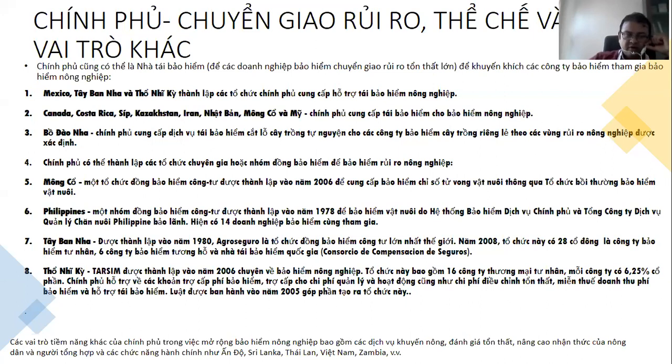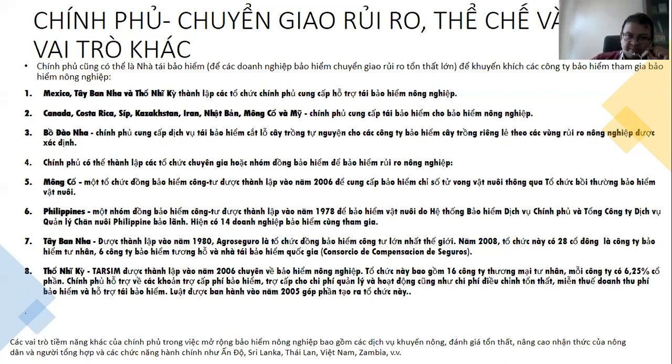So there are quite a few examples where government has been playing the role of a reinsurer. We'll look at a detail of this in the next slide. But apart from being the reinsurer, government can also set up specialist institutions for co-insurance, so for different insurance companies to come together in a co-insurance arrangement for risk sharing and for insuring the agricultural risks as a pool, essentially.